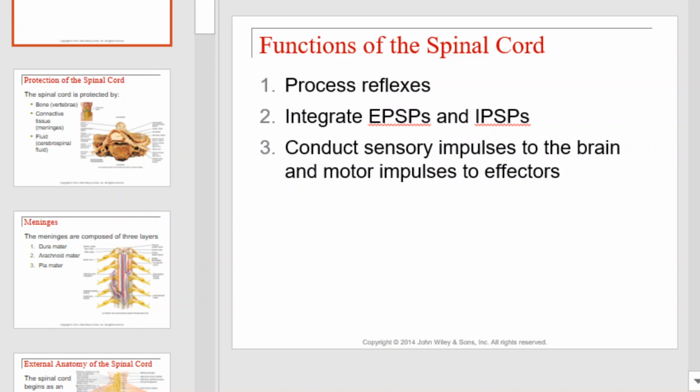We begin today by considering the functions of the spinal cord. The spinal cord processes reflexes, integrates excitatory postsynaptic potentials and inhibitory postsynaptic potentials, and conducts sensory impulses to the brain and motor impulses to effectors.